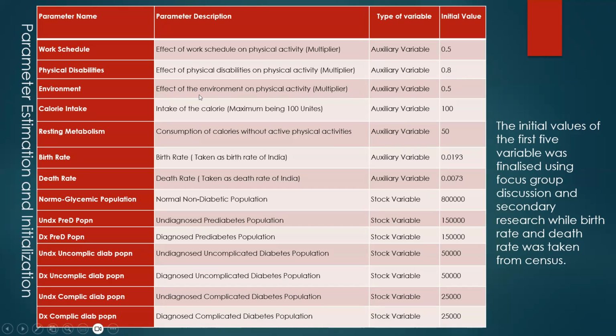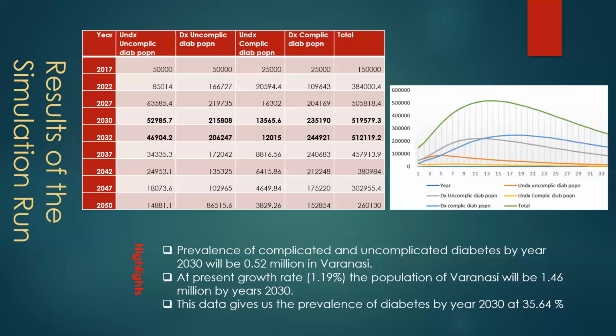Then physical disability, the effect of environment on physical activities, the intake of calories, expenditure of calories without active physical activities, birth rate, death rate. This we took from census data of 2011. It was also debatable whether birth rate has decreased and death rate has increased or decreased, because that was little older data. A normal non-diabetic population for the city and undiagnosed pre-diabetes population, these were initial values. Similarly, complicated diabetic population and undiagnosed diabetic population we took from some survey, and where the information was not available, we used the Delphi method to ascertain the values.